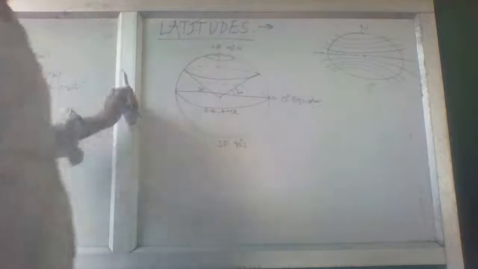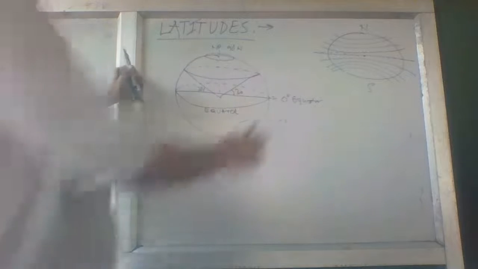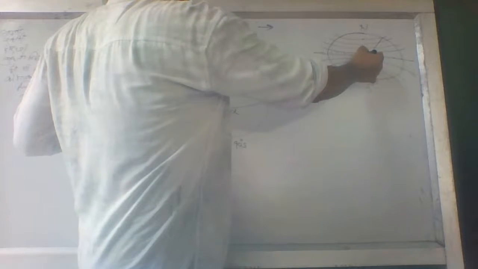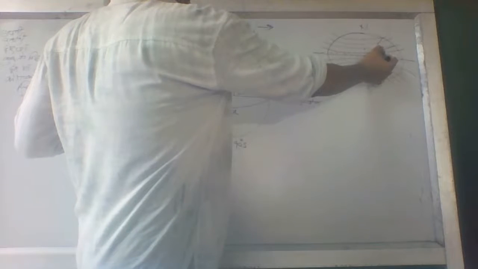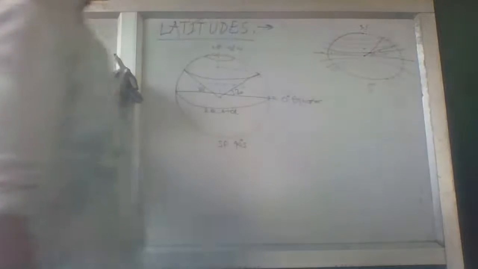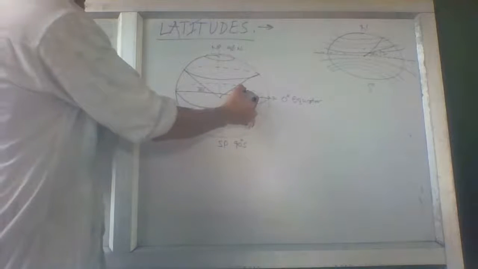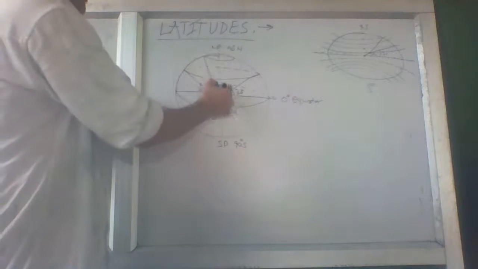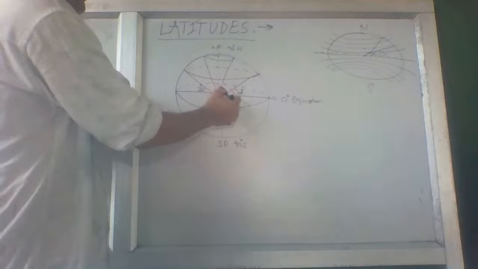This is the second line. I just made that one. The first time was 15 degree, the second is 30 degree. Then this is 45 degree, this is 60 degree. This 60 degree means with the center it is making 60 degree. 30 degree means with the center it is making 30 degree.